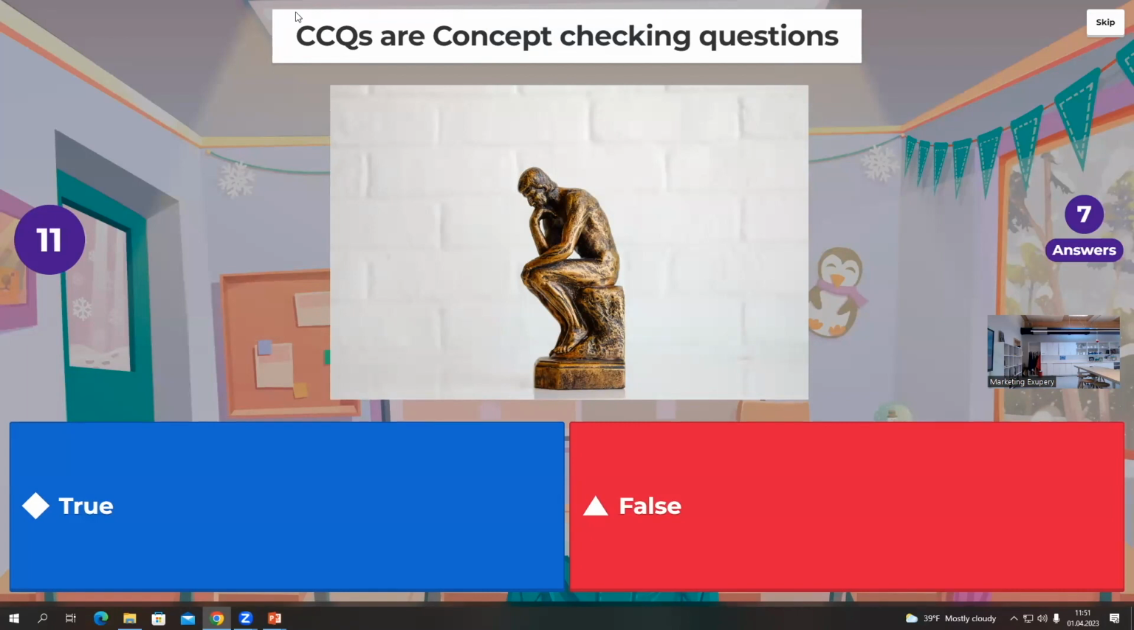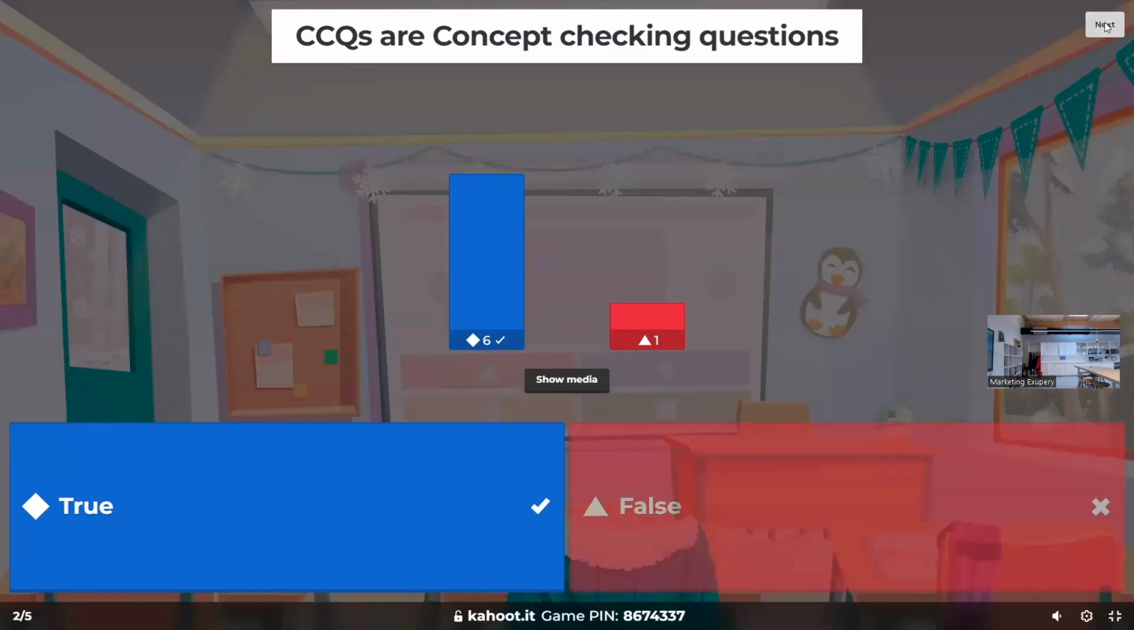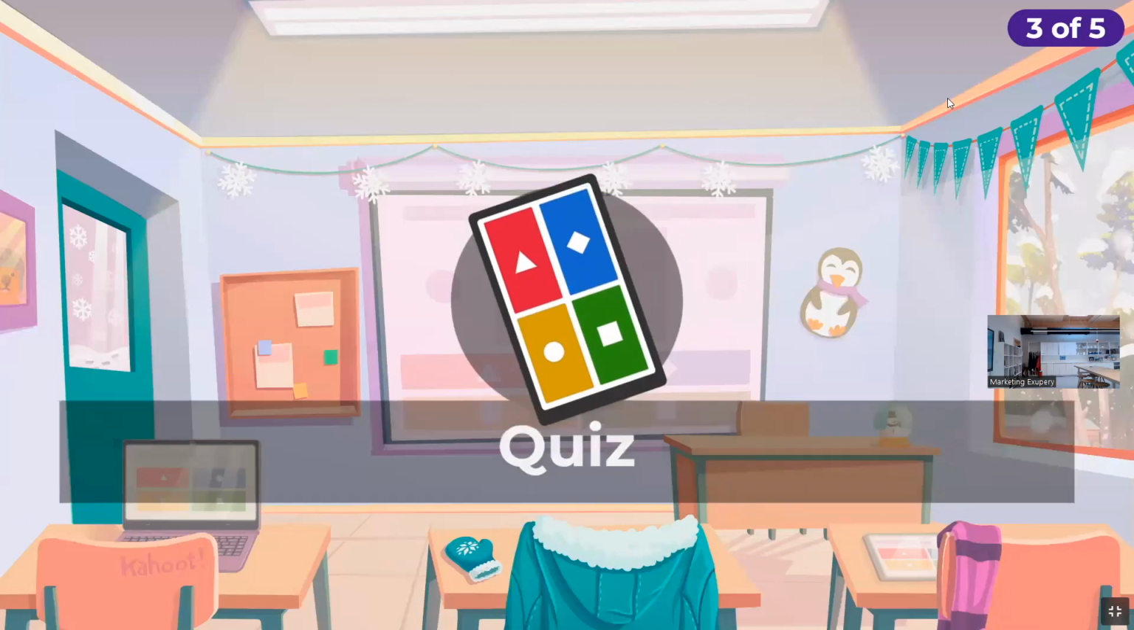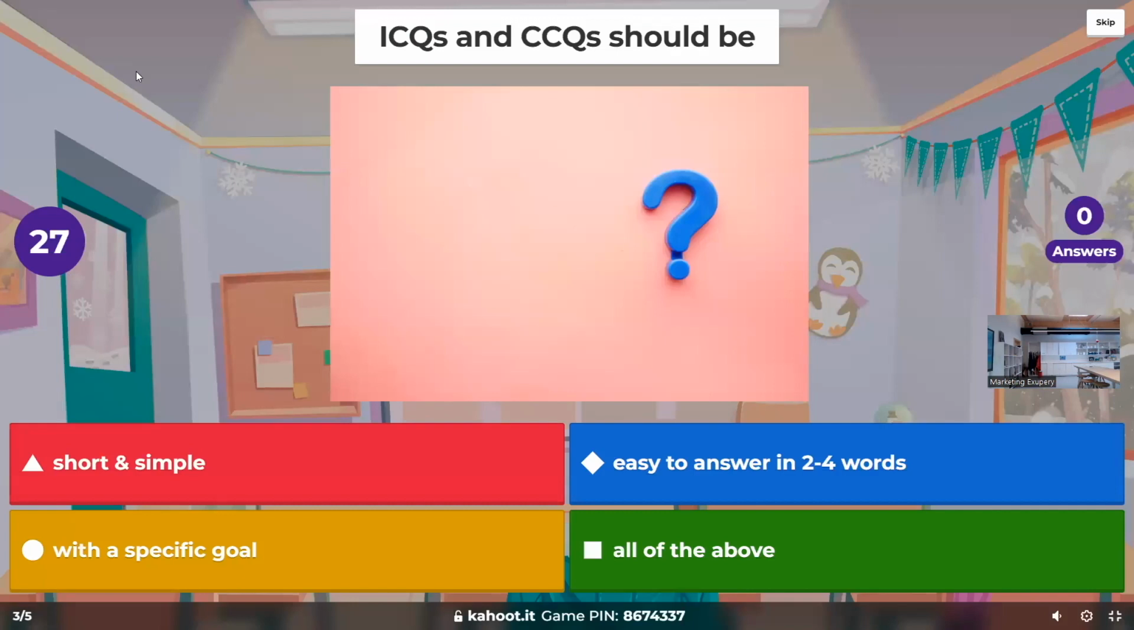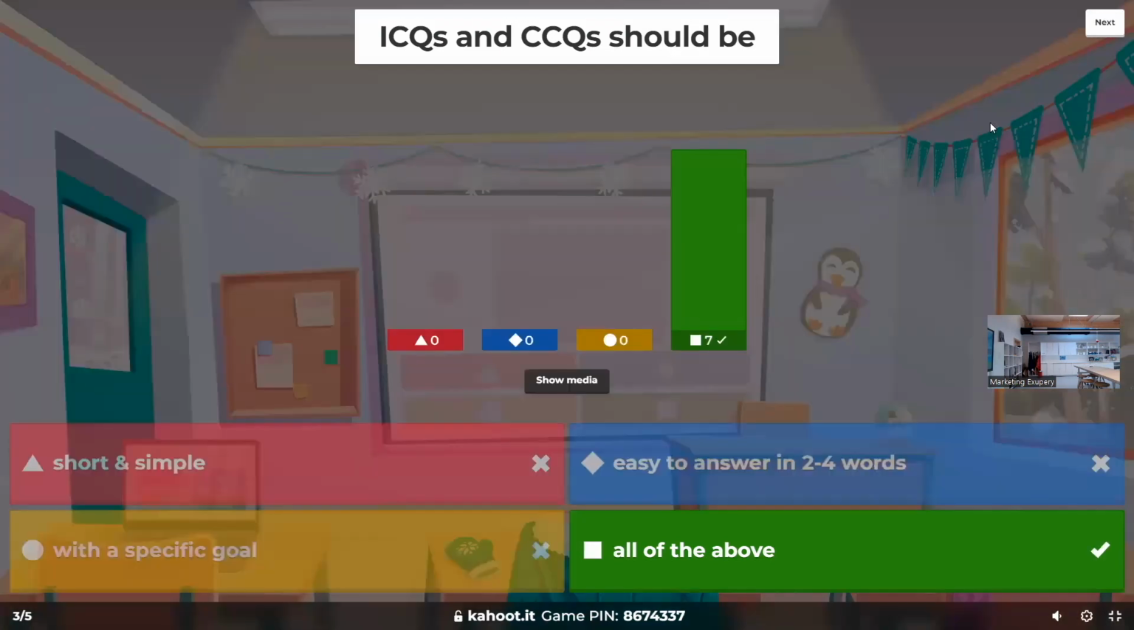Trying to remove this. You can drag it, but then you don't know the question. Ah, yes. Yeah. Very good. We're not going to shame anybody. Yeah. ICQ and CCQ should be short and simple, easy to answer in 2-4 words, with a specific goal, or all of the above options. We've got 38 seconds. Yes. Okay, very good. Everyone is right.